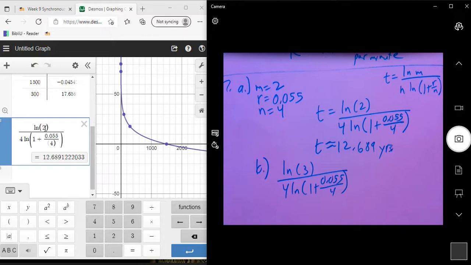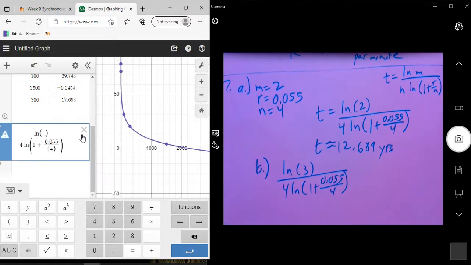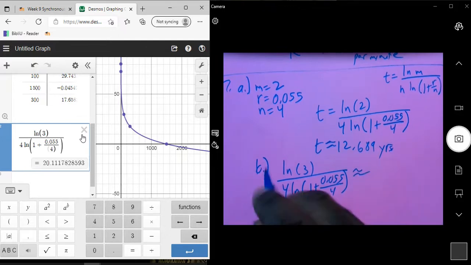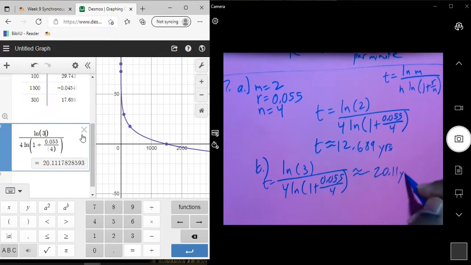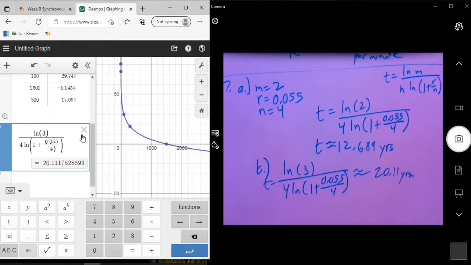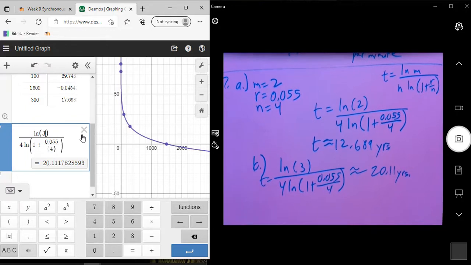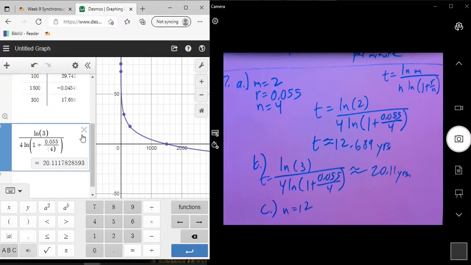And what's nice about Desmos is we could just go here, take the 2 out and put 3 in its place. And then now we have our answer. So it'll be approximately 20.11 years. Now we go here to C. It says, suppose the interest on the investment in part A was compounded monthly. So that means that N is equal to 12. How long will it take the value to double?